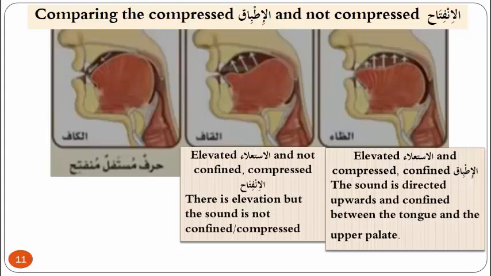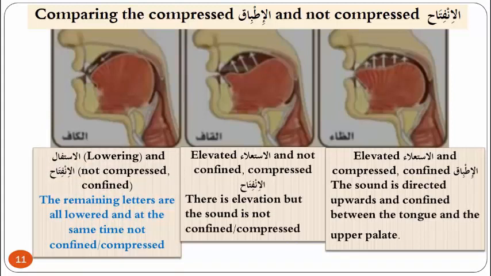The third category are the letters that are istifal, they are lowered, they are the letters that are mustafila, and they are not compressed. The remaining letters are all lowered and at the same time not compressed or confined. Right? These are the remaining 22 letters of the Arabic alphabet.